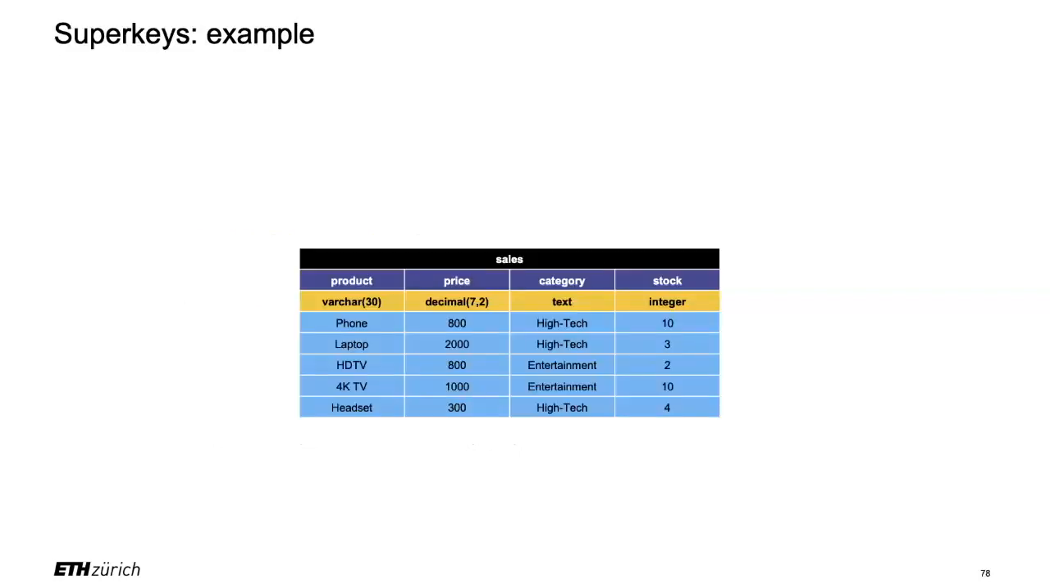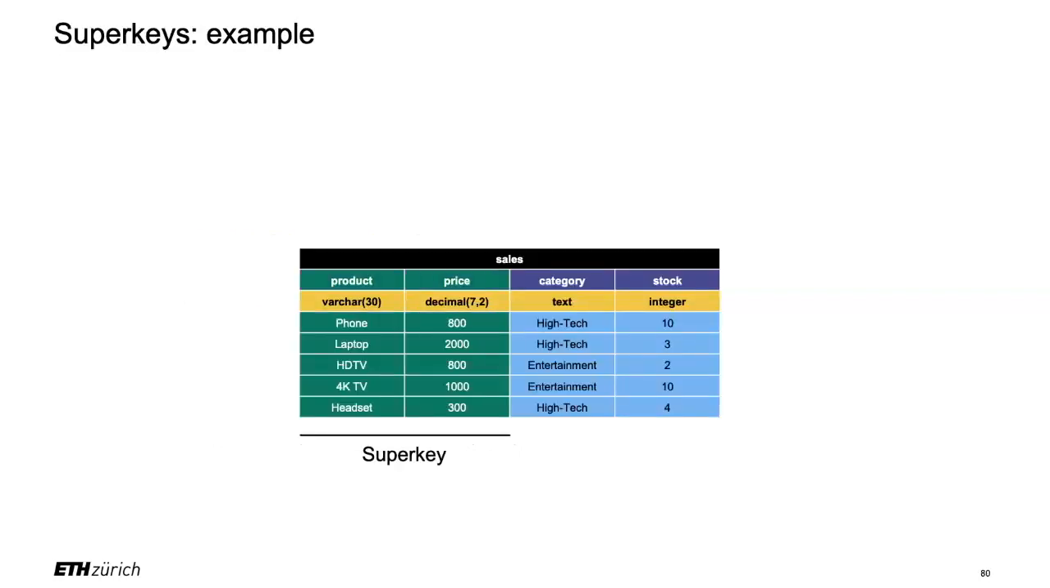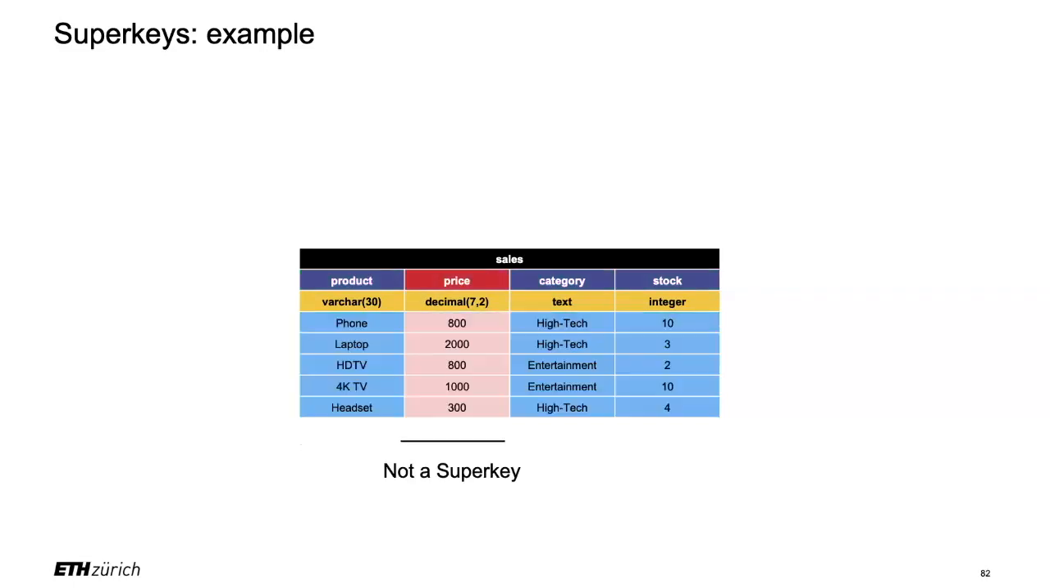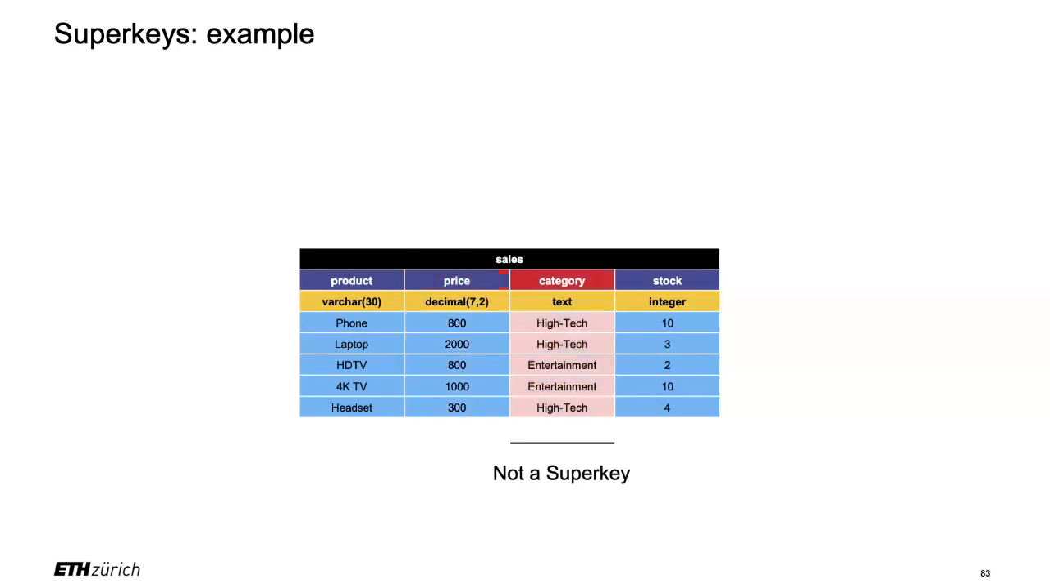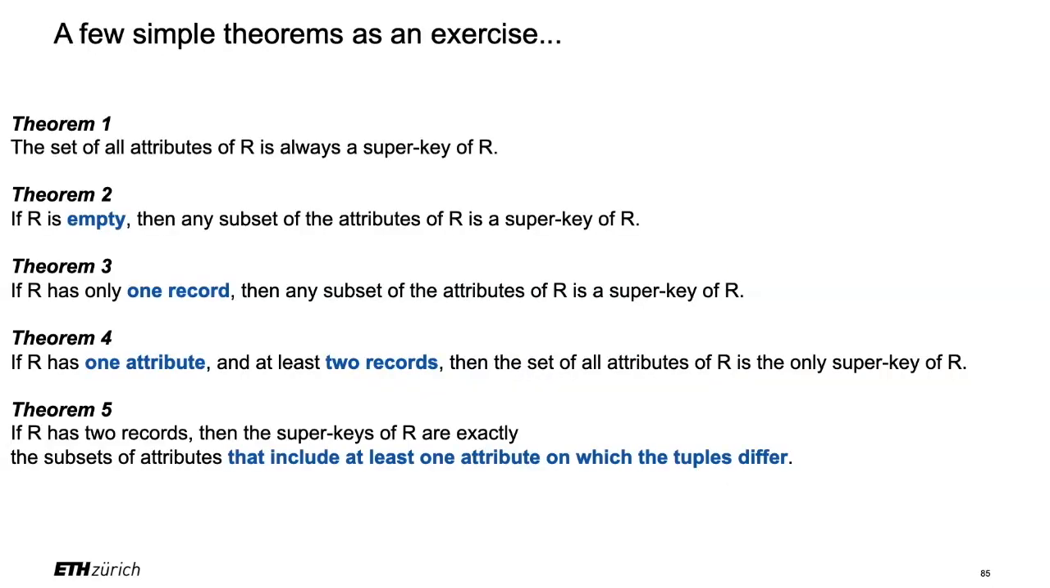Very good. All right. So this is the super key. This is a super key. This is not a super key. How do I know it's not a super key? It's not unique. Exactly. That's how you tell. 800, 800. If I pick a tuple at random and I tell you the price is 800, then you don't know the product, right? So that's not a super key. That's also not a super key, and so on.